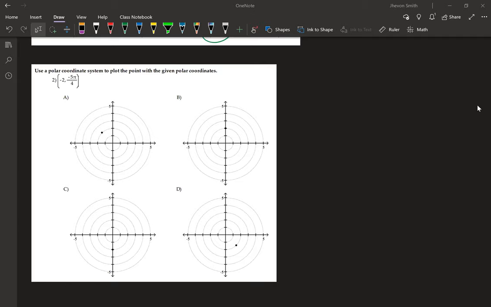Don't feel the peer pressure, guys. Just like, geez, everyone's choosing A. I don't know if anyone's just choosing A. No one's seeing you, so it's fine. Choose whatever you want. That makes sense. Don't choose F, because that's not a choice.